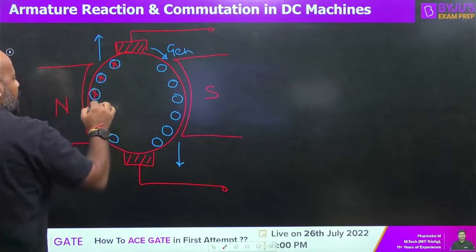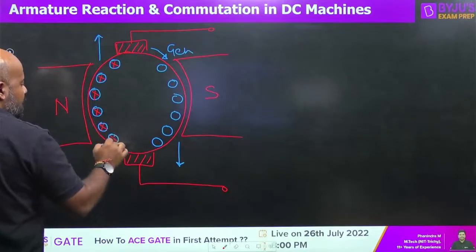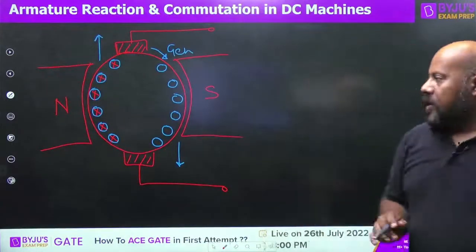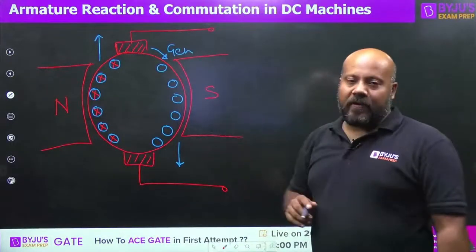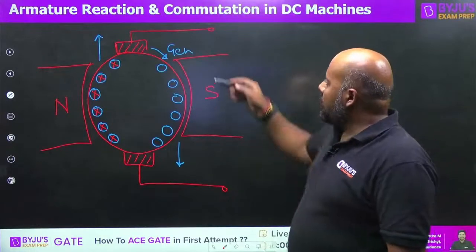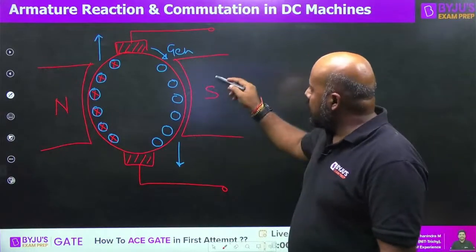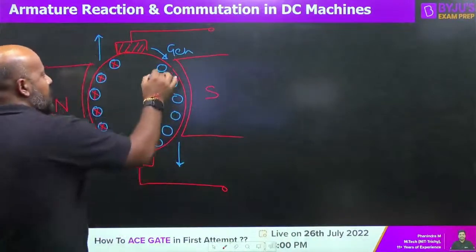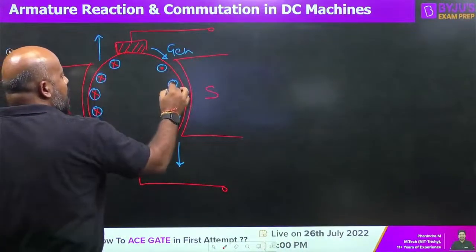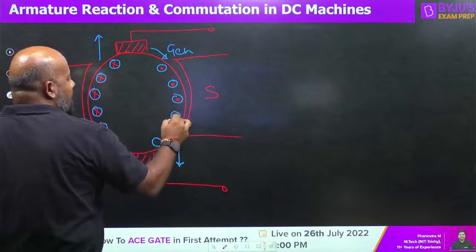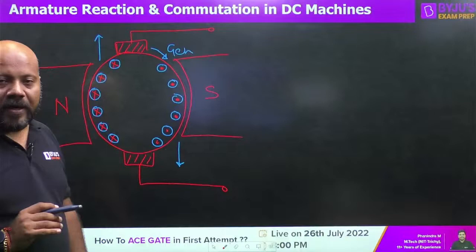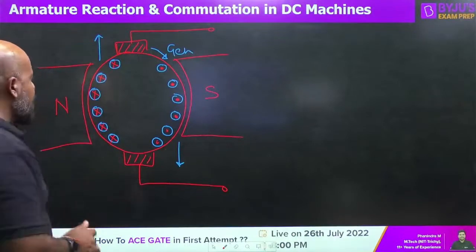Cross in all the armature conductors which are under the influence of north pole. If you apply the same law, Fleming's right hand rule, for all the armature conductors under the influence of south pole, you will get a dot. Dot means EMF or current coming out of the plane of the screen. It is important to understand this.